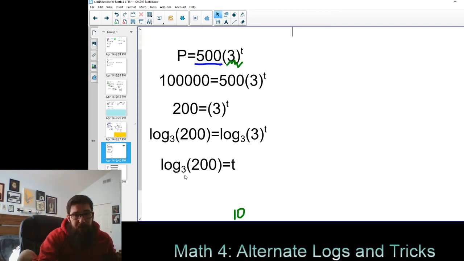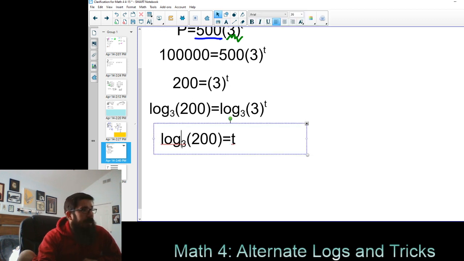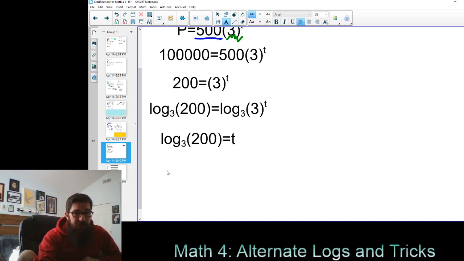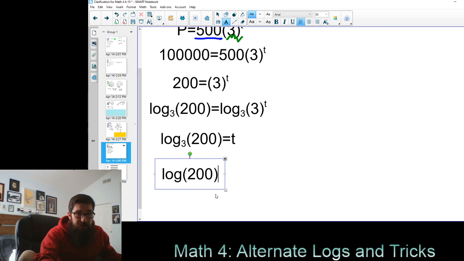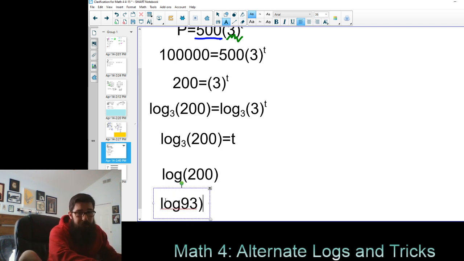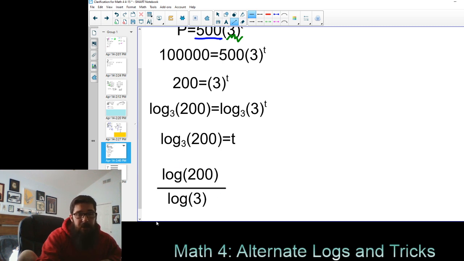I would need to figure out what log base 3 of 200 is. I'll show you how to do that in a second. If you need to figure this sort of thing out, and you're like, my calculator can't do log base 3s, it absolutely can. What I literally want you to type for this is log of 200 divided by log of 3. Literally, if you want to know what log base 3 of 200 is, type this into your calculator. It is that answer.